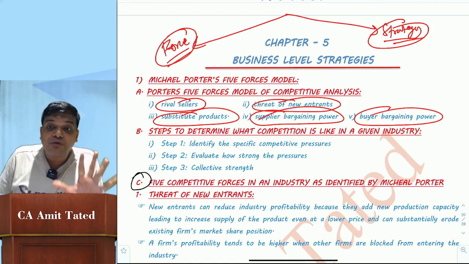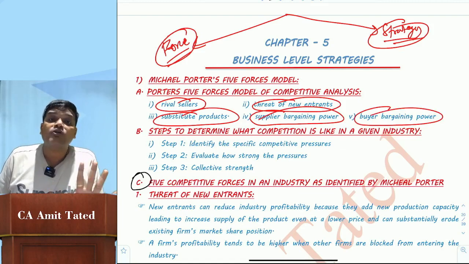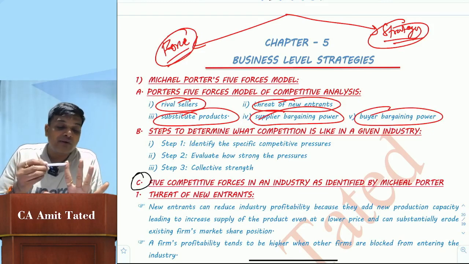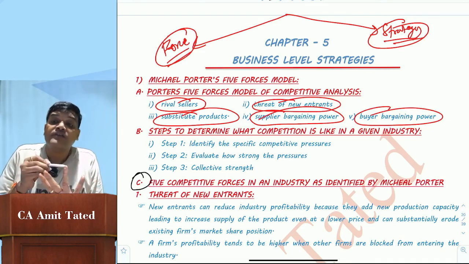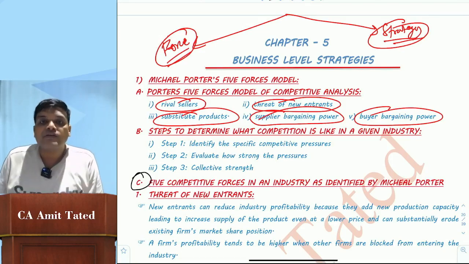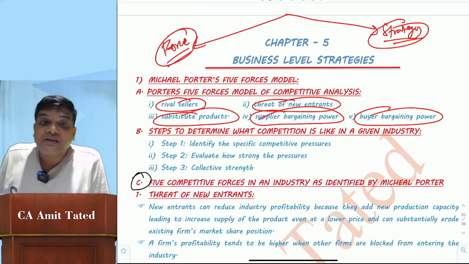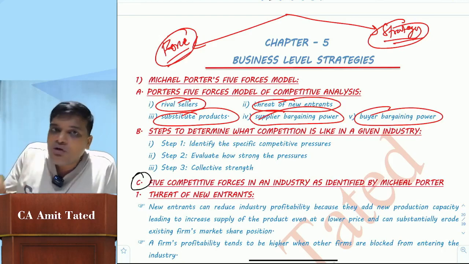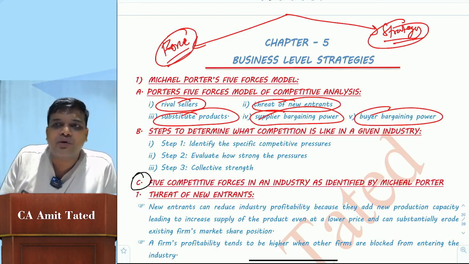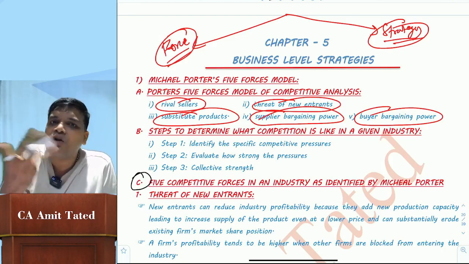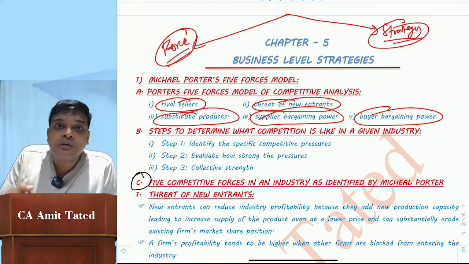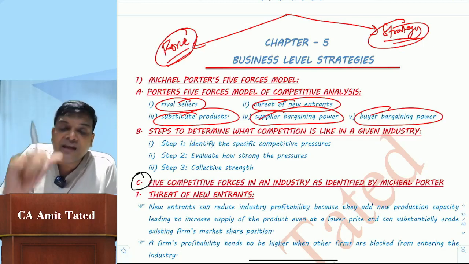So there are 5 forces by which Michael Porter suggests that you are having competition. What are the 5 forces? First is rivalry. Second is new entry. Third is substitute products. Fourth is bargaining power of suppliers. Fifth is bargaining power of buyers. These are the 5 forces. So what Michael Porter says is, if you think only of the competitor, you will have an inadequate analysis, so your strategy will not be good. To make your business level strategies superb, you need to consider these 5 aspects.